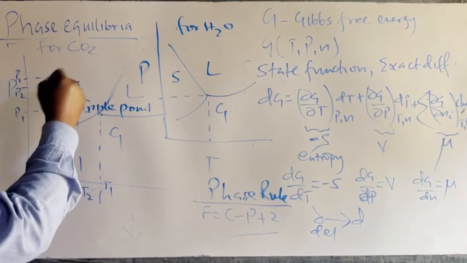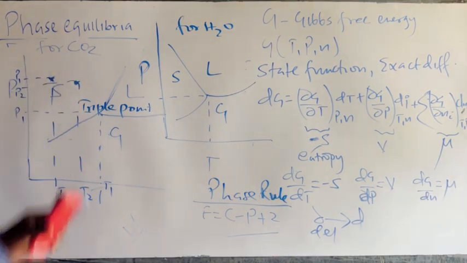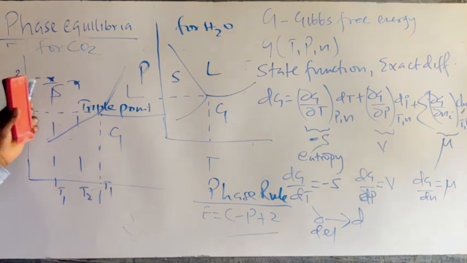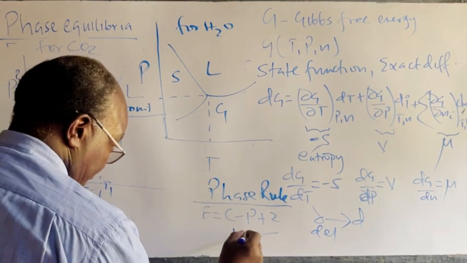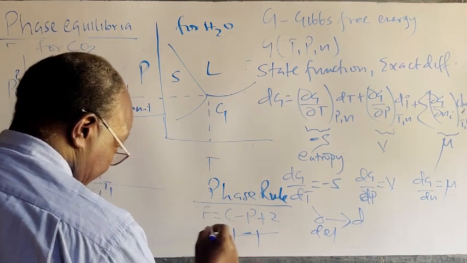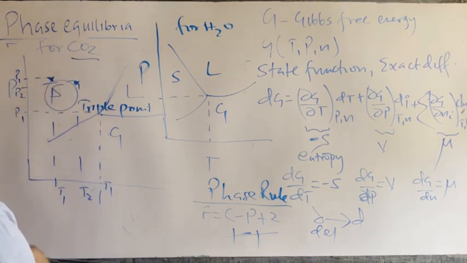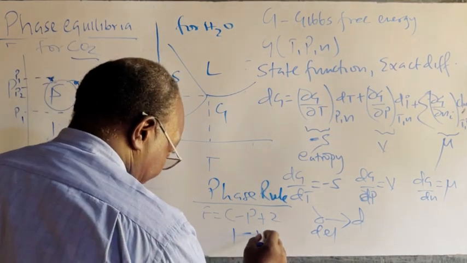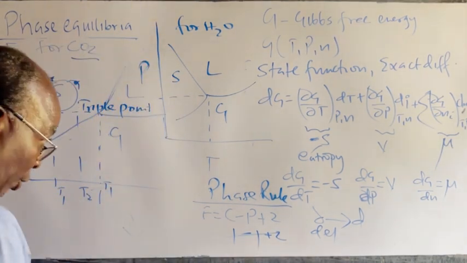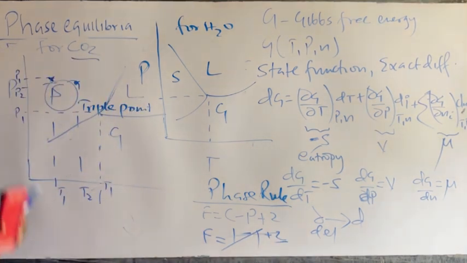In other words, the variance for that system in the single phase there, because this is a single component system, is actually 2. So I can play around with pressure and temperature. It's a single component system, 1, the number of phases in that system is 1, plus 2. So it's telling us that F equals 2. So it means I can vary pressure and temperature as I wish.